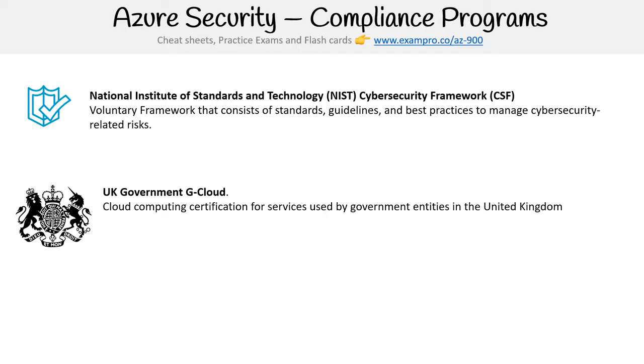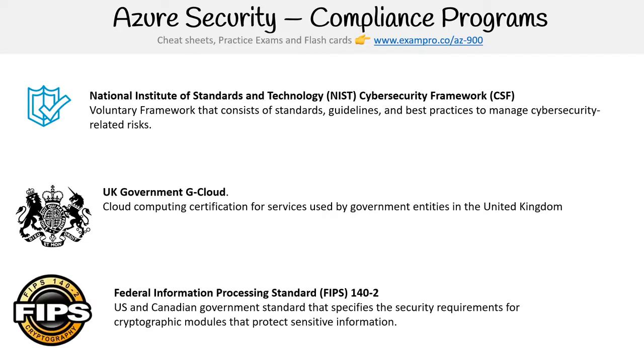Then you have the UK government G-Cloud. That's a cloud computing certification for services used by government entities in the UK. And the last one is FIPS, and we'll be talking about FIPS again in this course. This is a U.S. and Canadian government standard that specifies the security requirements for cryptographic modules that protect sensitive information. So there you go. That's compliance programs.